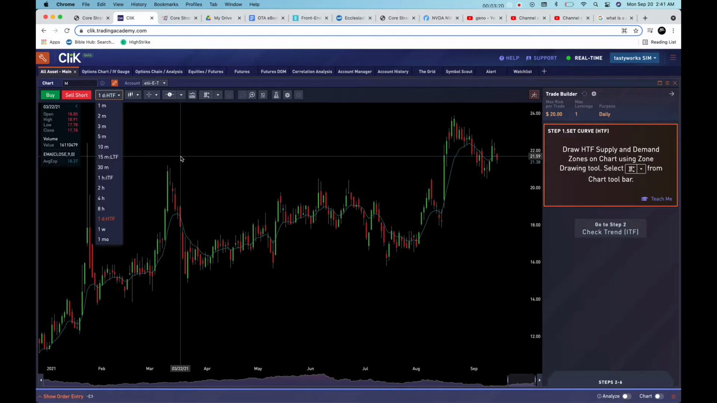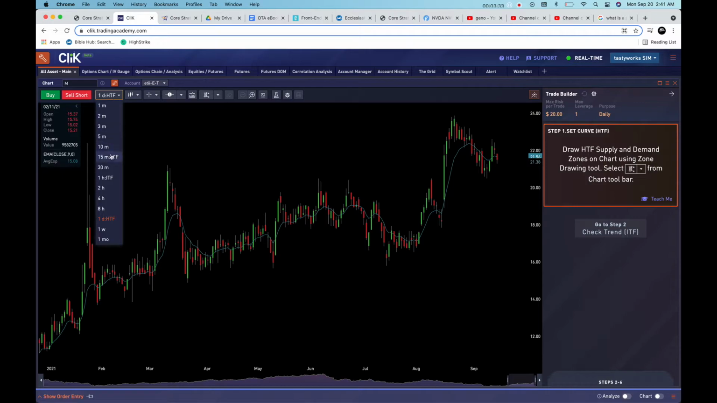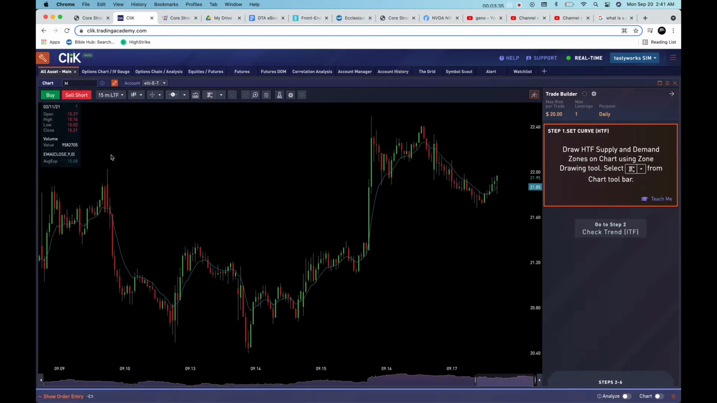Regardless of whichever time frame you're on, let's say we're here on a day chart. Basically, each one of these candles is now a day. If we change the time frame to 15 minutes, now each one of these candles is 15 minutes.